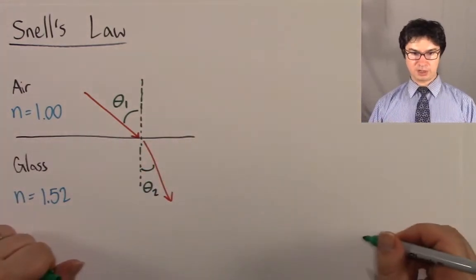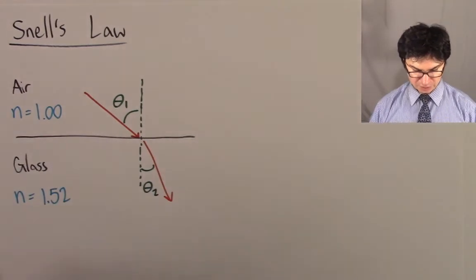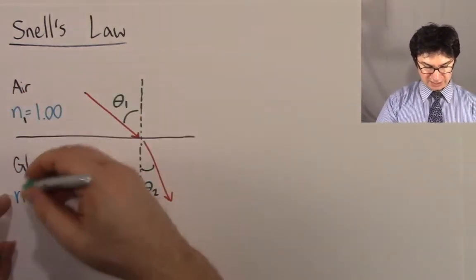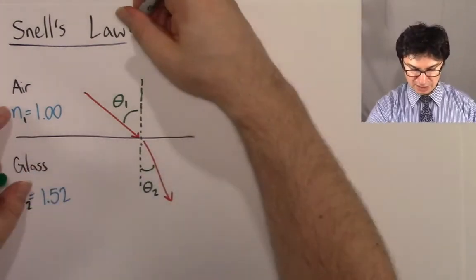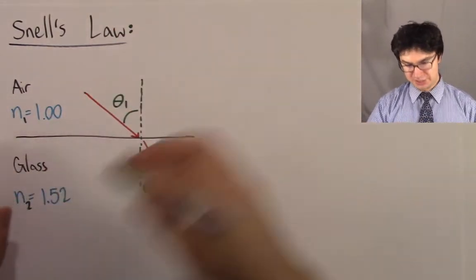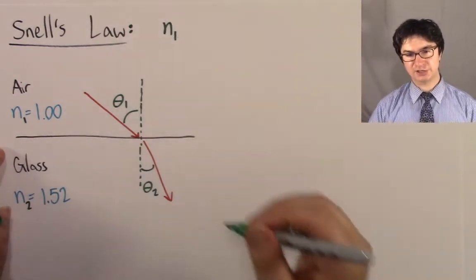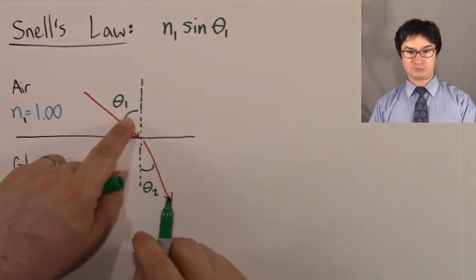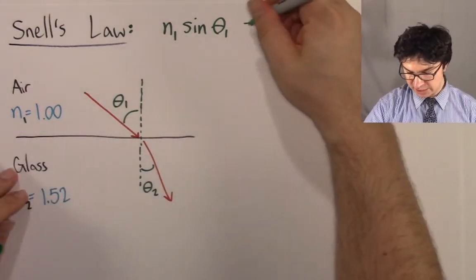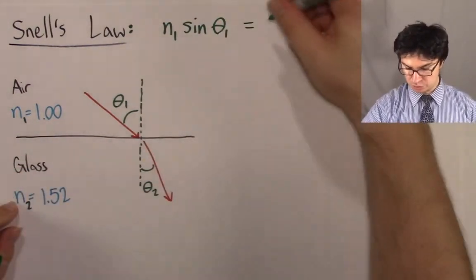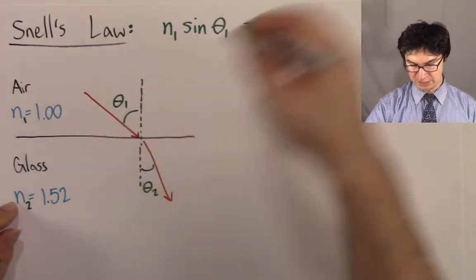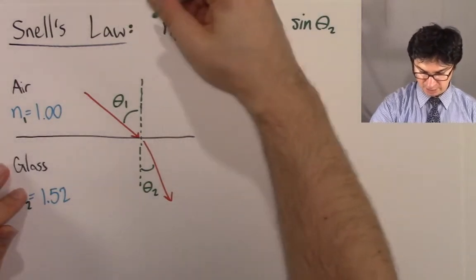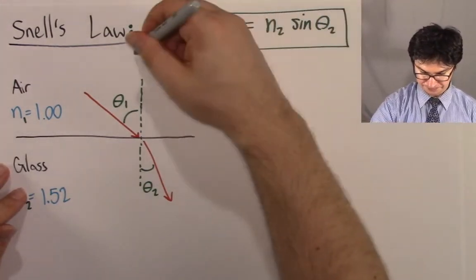All right, so here we go. This is the setup for Snell's law. So we call the first index of refraction N1 and the second index of refraction N2. And Snell's law states that if you take the product of the first index of refraction times the sine of that first angle, this angle right here, that's going to equal the product of N2, the second index of refraction, times the sine of theta 2. And this right here is Snell's law.